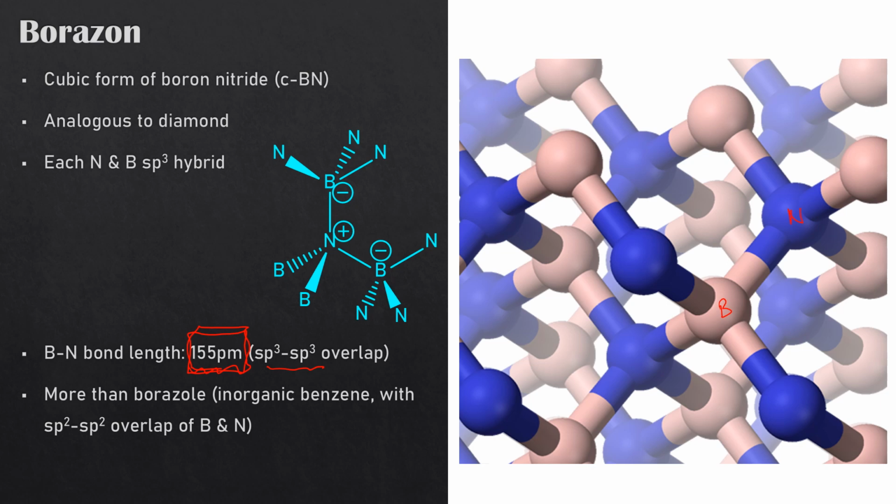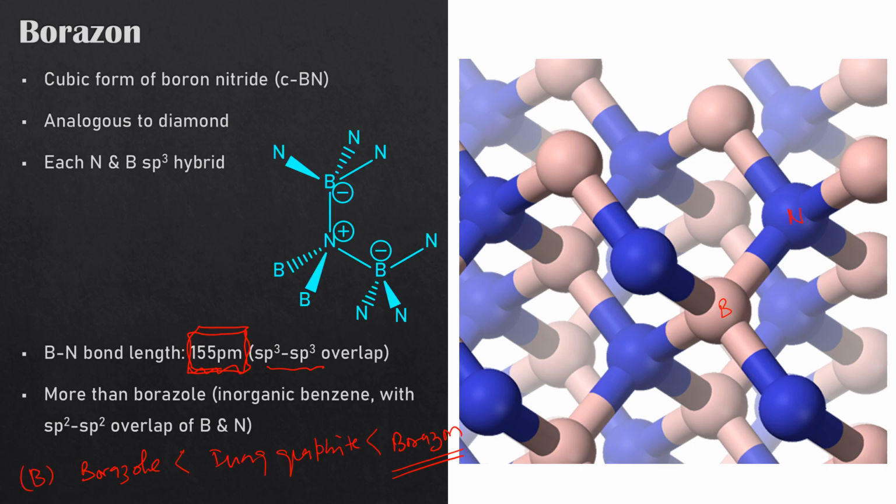So the correct order of the bond length would have been that Borazole, meaning inorganic benzene, has the smallest bond length, and then it is inorganic graphite. And then the highest bond length is in Borazone, which is the analog of diamond. That was option number B, the correct order.